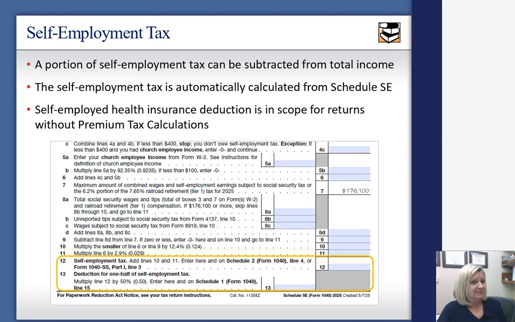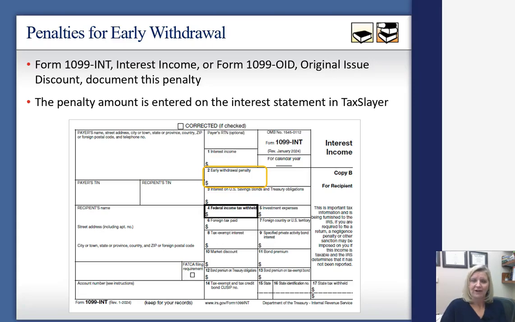If a self-employed taxpayer has health insurance available from their spouse and they just choose not to use it, they can't deduct that self-employed health insurance as a deduction. So just make sure you know what amounts are and are not deductible. Take a look in your 4012 and review those.